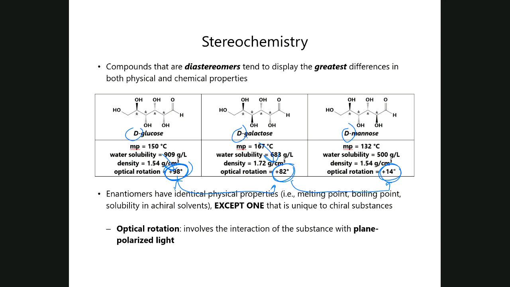So there's no correlation whatsoever between D structural assignment, up, down, left, or right, and whether it's actually going to rotate left or right. The only one where you can say that with 100% certainty is glyceraldehyde. D-glyceraldehyde, 100% certainty, is dextrorotatory, and the L version is levorotatory. And what's the optical rotation of L-glucose? Well, it's going to be negative 98 because it's going to be exactly the opposite sign, exactly the same value.